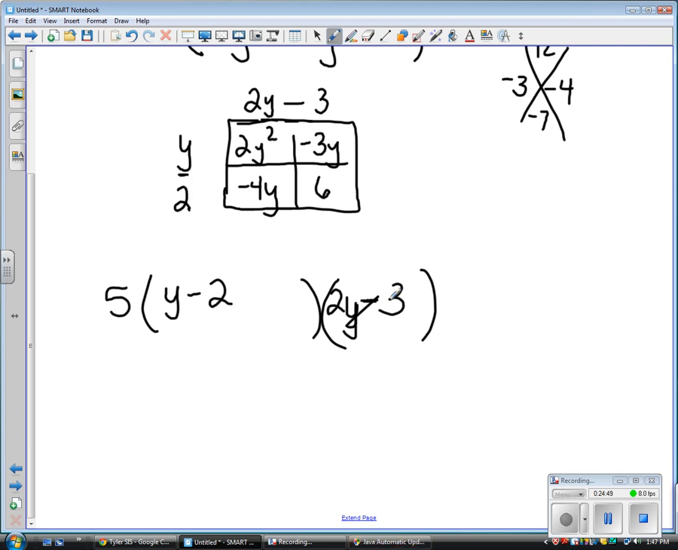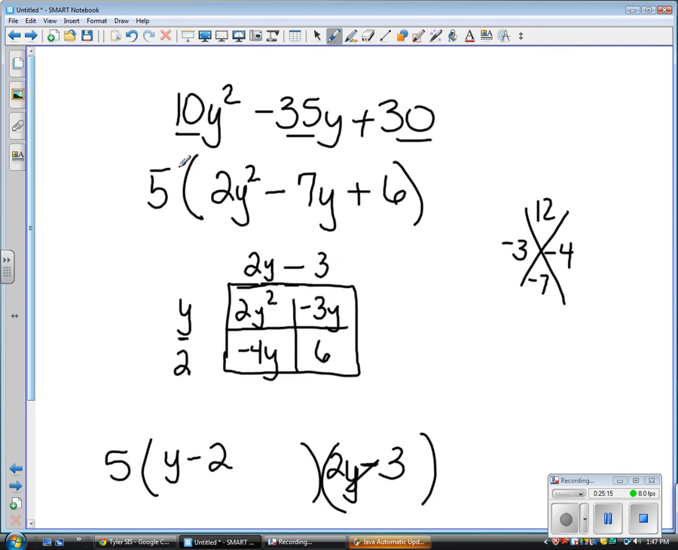Alright. How many of you got that? I know some of you may not have been quite finished, but how many were going through that same process? Now remember, because I factored out that 5 in the beginning, it just gets attached right here to the end. Any questions on that? Let me have you try one more really quick.